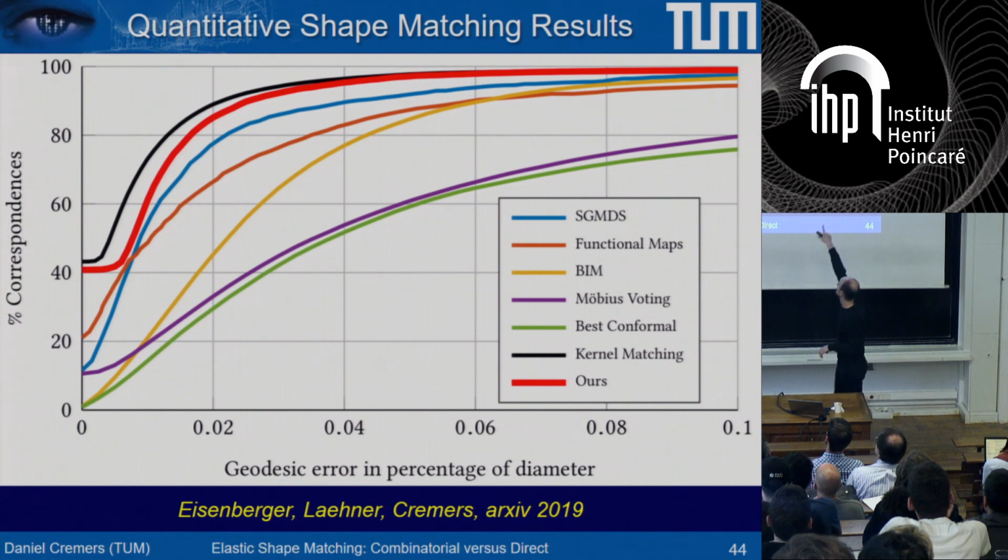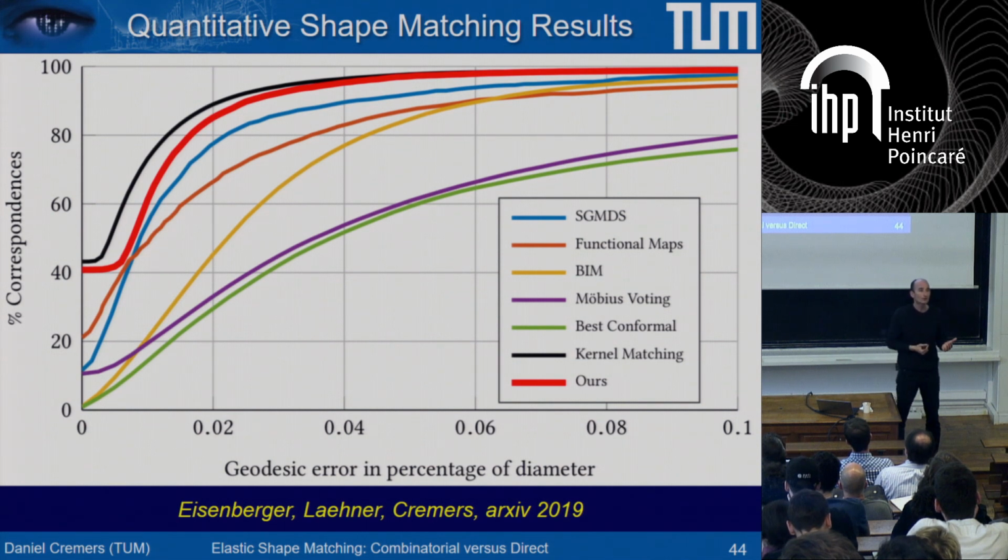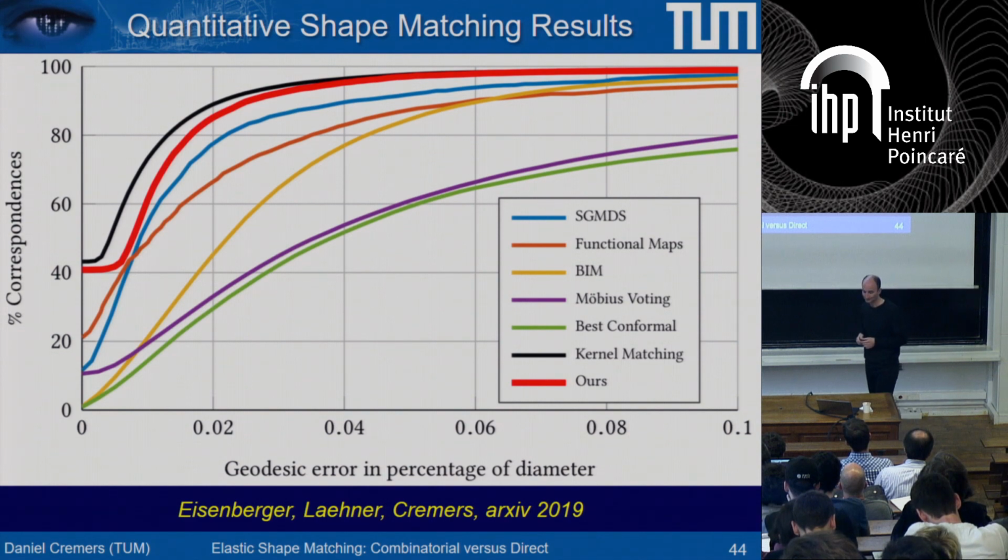Our curve is the red one here. We're not far from the best performing methods on correspondence, although this is really more a shape interpolation approach. So we say you can jointly solve interpolation and correspondence by these volume-preserving deformations.